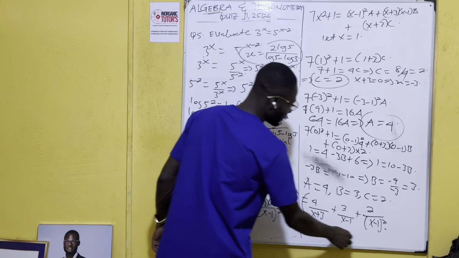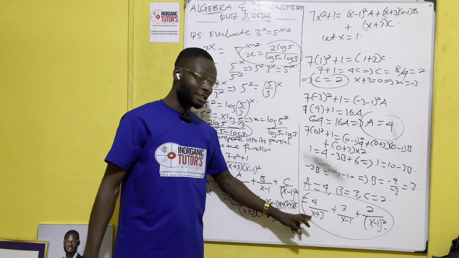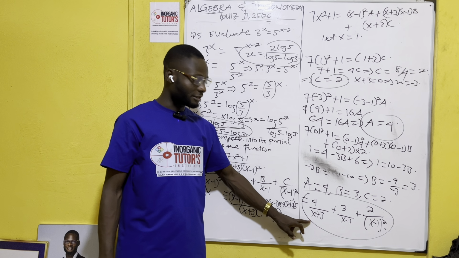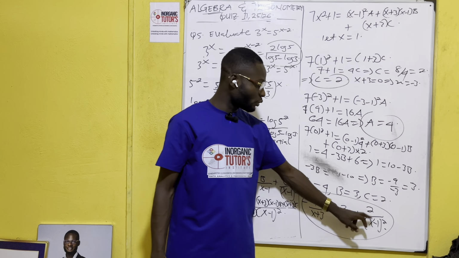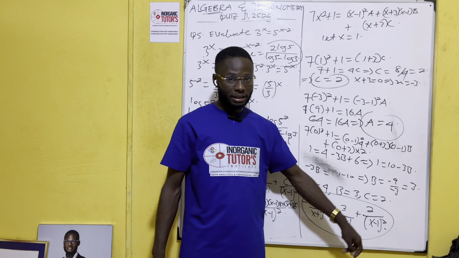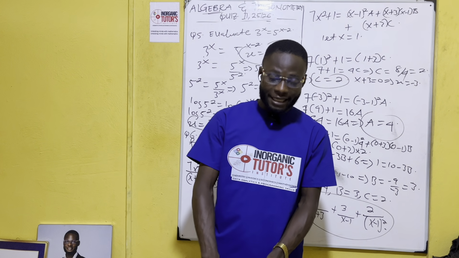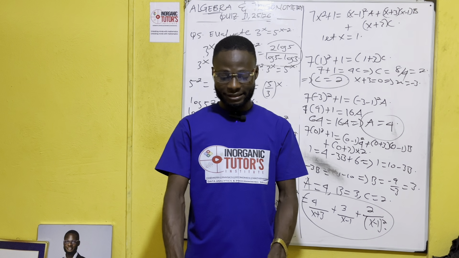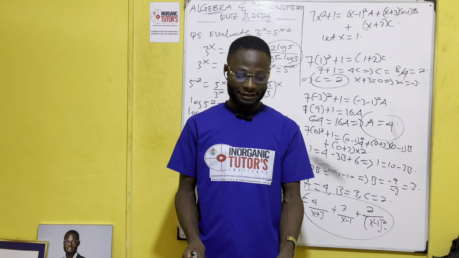So this is the decomposed expression: 4 over x plus 3, plus 3 over x minus 1, plus 2 over x minus 1 all squared. That is the decomposed expression. Let's quickly move on to question 7, 8, and 9.